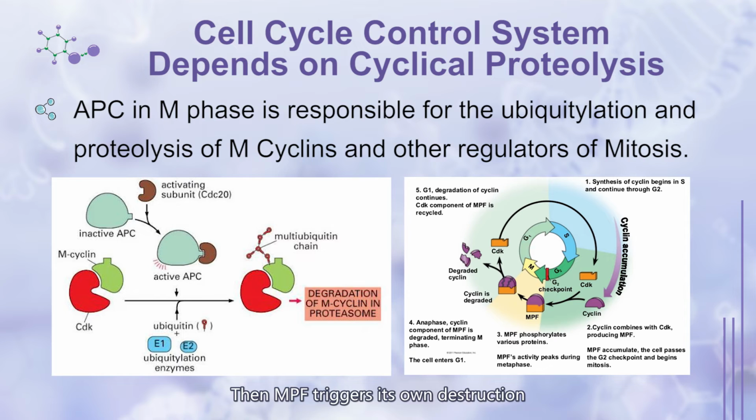Then, MPF triggers its own destruction by activating the APC, a protein complex that causes M cyclins to be destroyed, starting in anaphase by ubiquitination and proteasome degradation. The inactive APC is activated by the binding of activating subunit CDC20. The destruction of M cyclins pushes the cell out of mitosis, allowing the new daughter cells to enter G1. APC also causes destruction of the proteins that hold the sister chromatids together, allowing them to separate in anaphase and move to opposite poles of the cell.